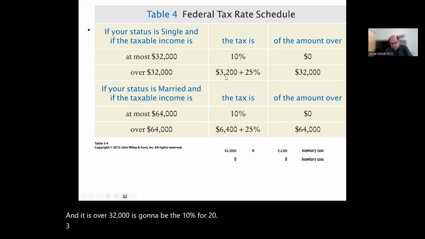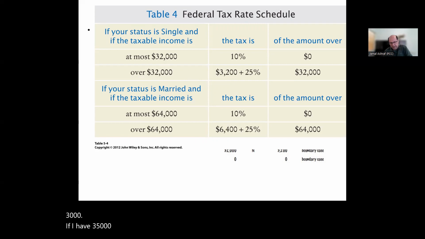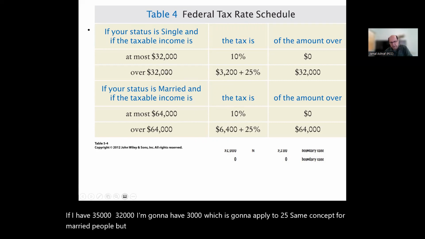23,000, which is 3,200. That's the 10% of the first 32,000 plus 25% of the remainder. So let's say it's 35,000, the first 32,000 is going to be 10% plus 25% of the remainder. So the 3,000, if I have 35,000 minus 32,000, I'm going to have 3,000, which is going to apply to 25%. Same concept for married people, but the range goes from 32,000 to 64,000. So that's what we have as a requirement.